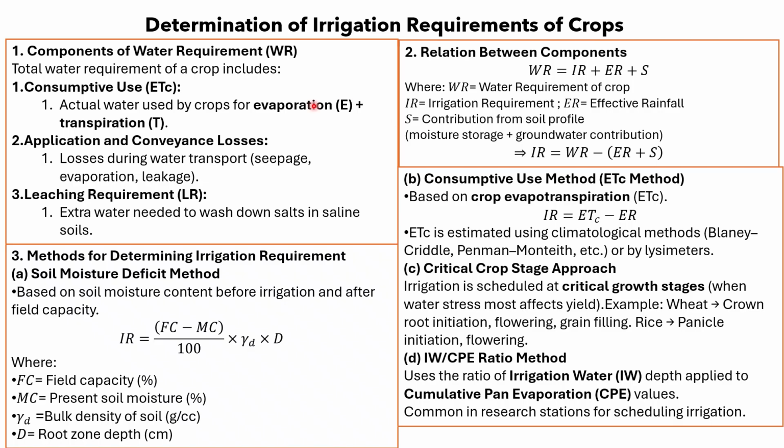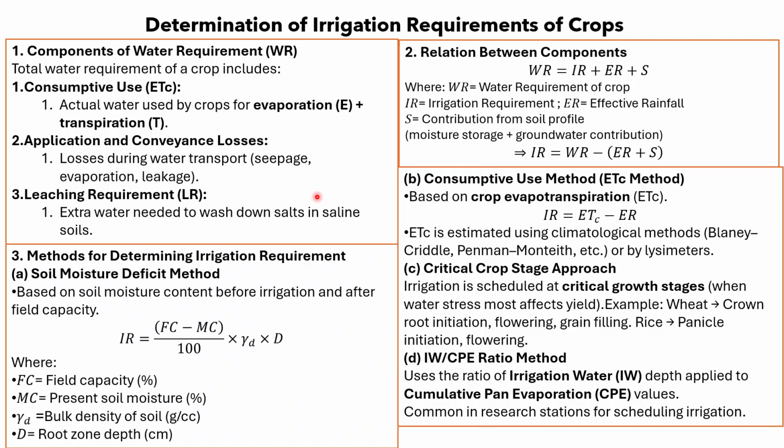For the total water requirement, we have to determine the required components. First, consumptive use, that means crop evapotranspiration. Second, losses, that means seepage losses and evaporation losses. Then the leaching requirement, that means washing the salts out of the root zone. We can make a formula between the components: WR = IR + ER + S. WR means water requirement, IR means irrigation requirement, and S means contribution from the soil profile.